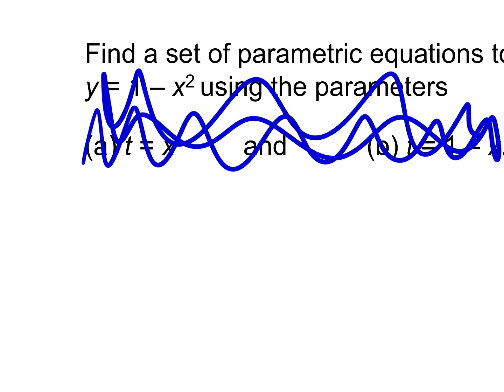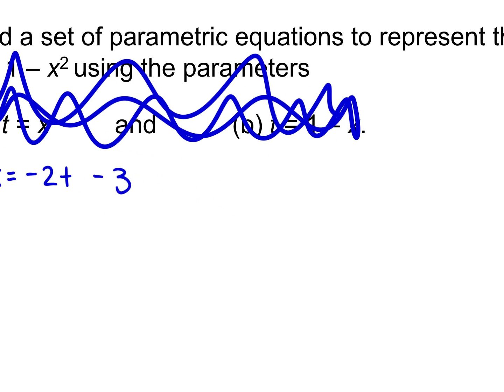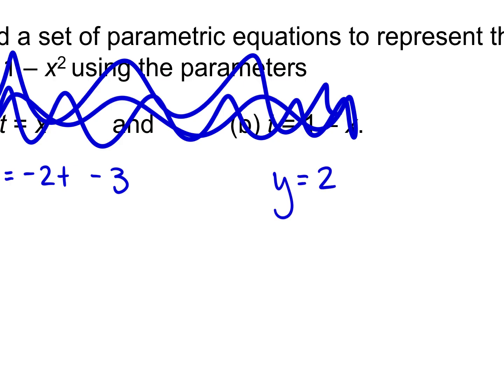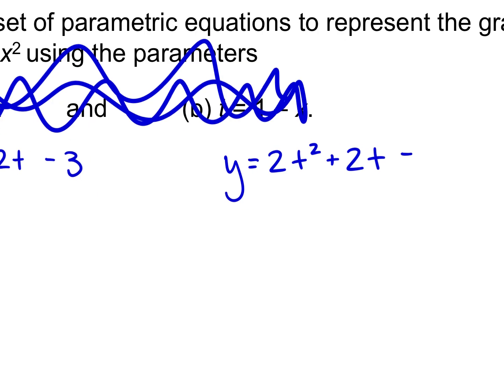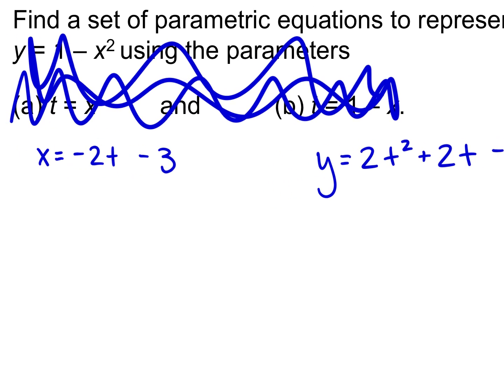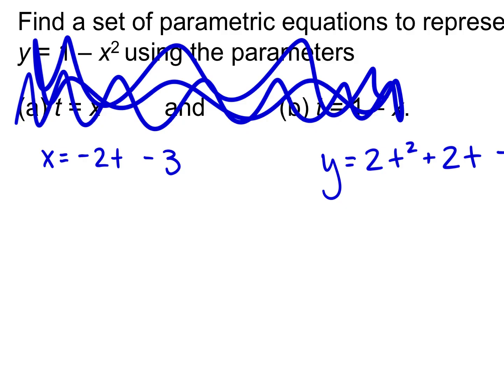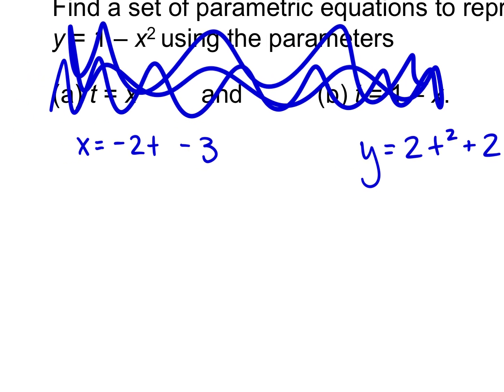So again, we are eliminating the parameter with two different questions. Let's say we have x equals negative 2t minus 3 and y equals 2t squared plus 2t minus 5 over 2. Which one do you think would be easier to get to be t equals? The x. Because in the y equation, we have t squared and t, so we wouldn't even be able to combine those together. So we have to work with the x equation first. So I'm going to solve for t.